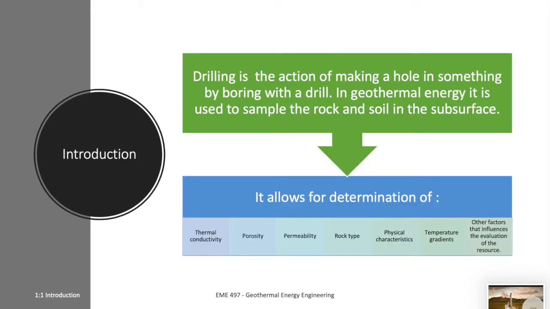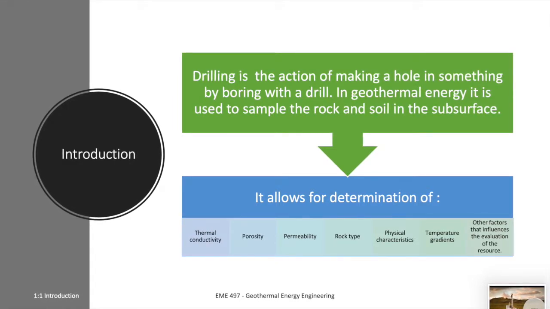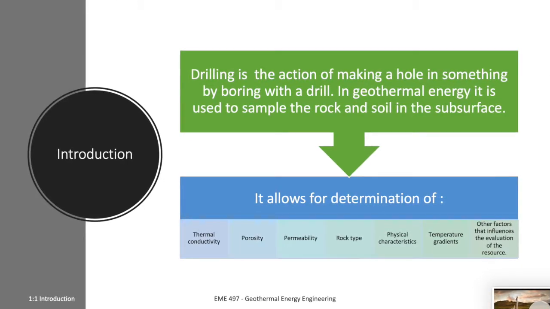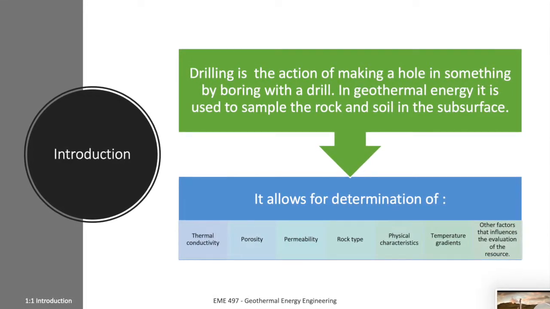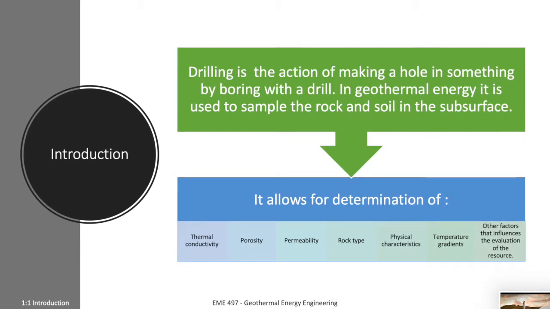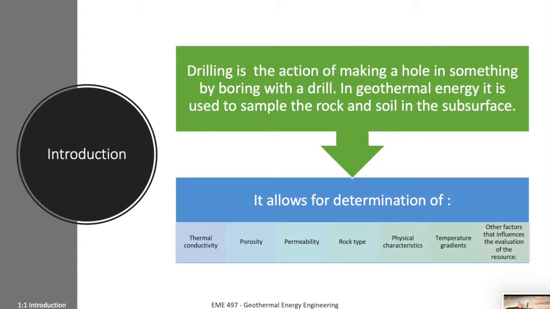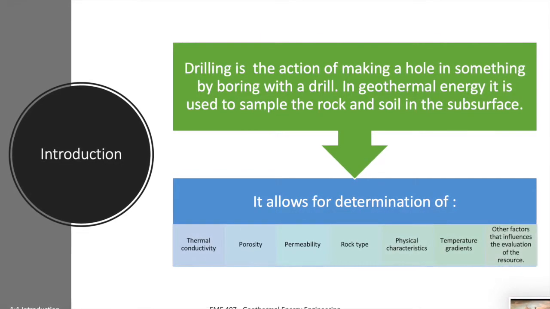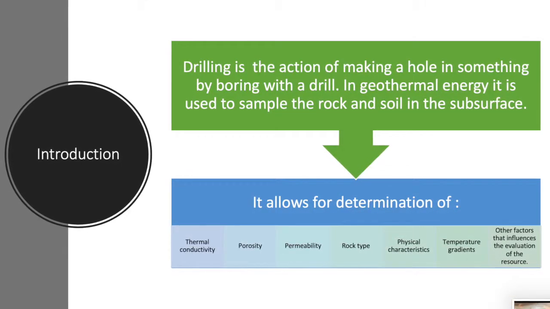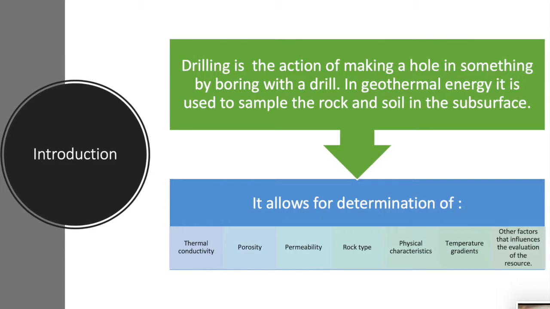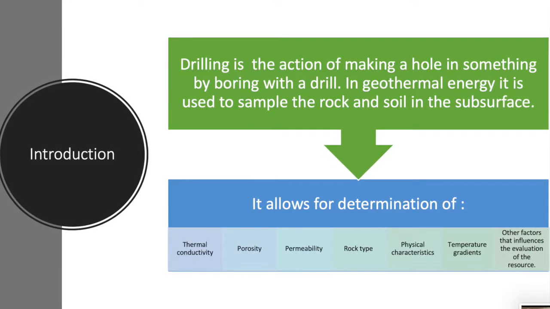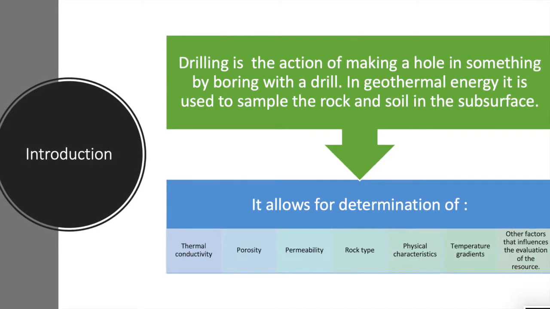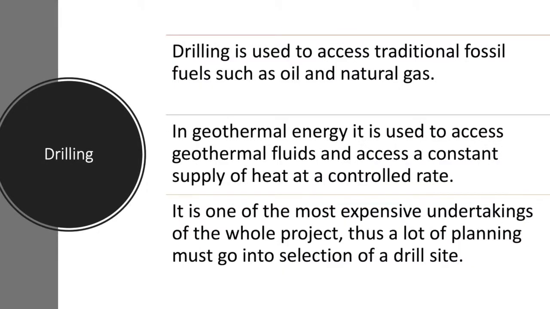The first thing to understand about this is what is drilling. Drilling is the action of making a hole in something by boring it with the drill. In geothermal energy, it is also used to sample the rock and the soil that is in the subsurface. It allows for determination of several factors. These include thermal conductivity, porosity, permeability, the rock type, physical characteristics of the subsurface, the temperature gradient within the subsurface, and then any other factors that will influence the evaluation of the resource.